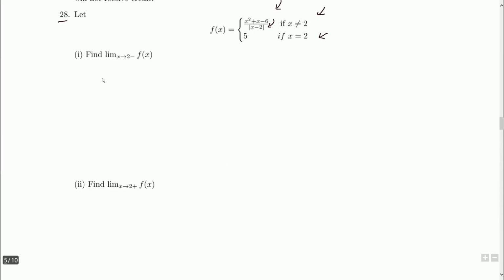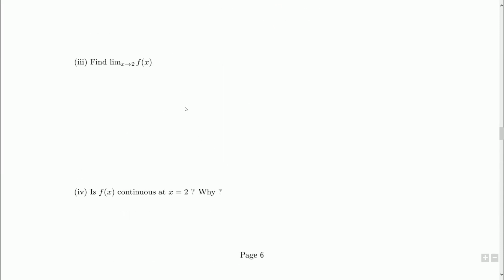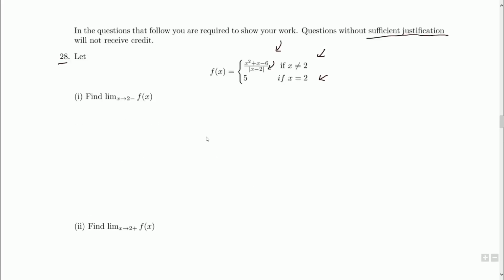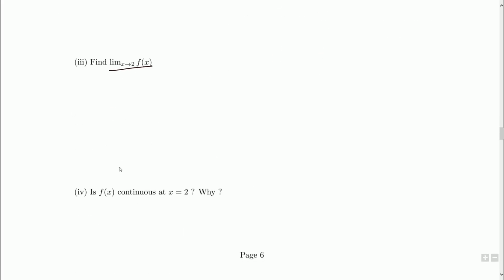And the first 3 are find limits. Limit as x approaches 2 from below, 2 from above, just plain old 2. Now, if we think about it for a second, this is a 2-sided limit. Those only exist if the 2 one-sided limits exist. So really, by doing 1 and 2, we can get 3 quite quickly.